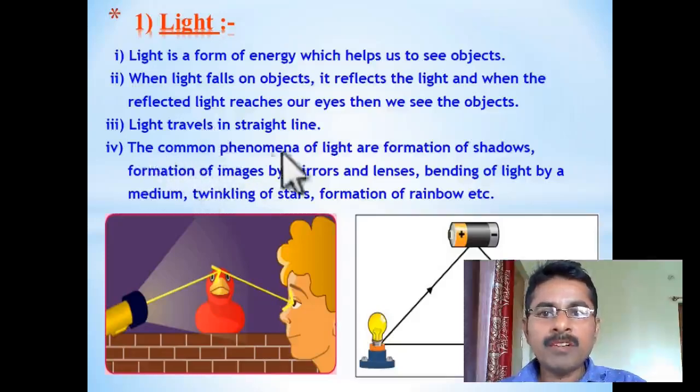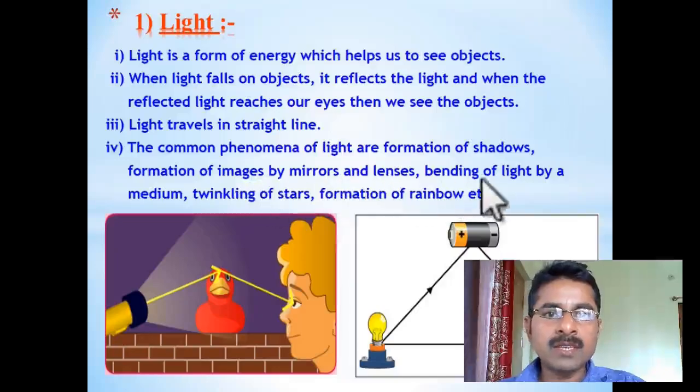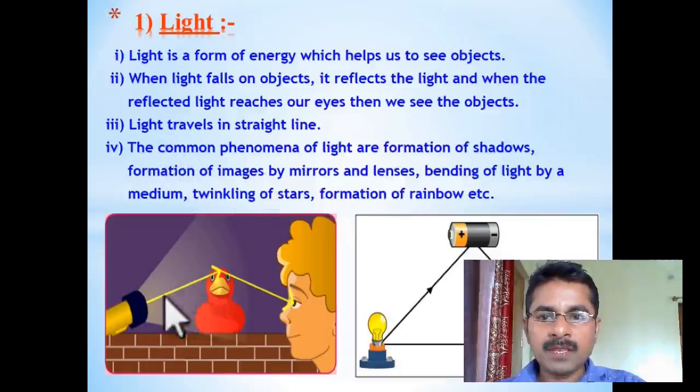The common phenomena of light are formation of shadows, formation of images by mirrors and lenses, bending of light by a medium, twinkling of stars, formation of rainbow. These are all because of the light. So you see, we can see the objects only because of the reflection of light. So the light just strikes on the object and we see it.